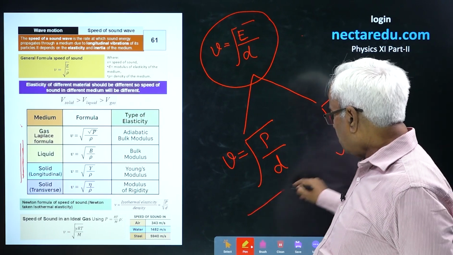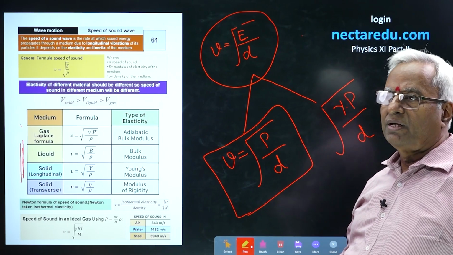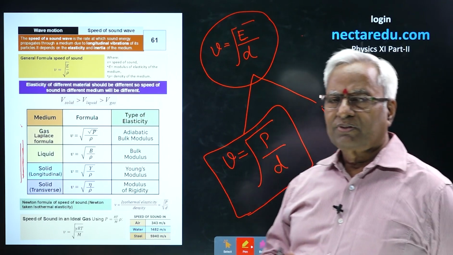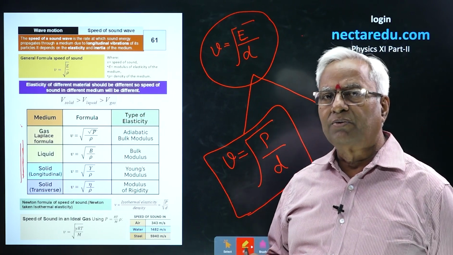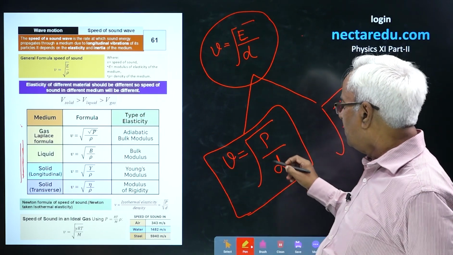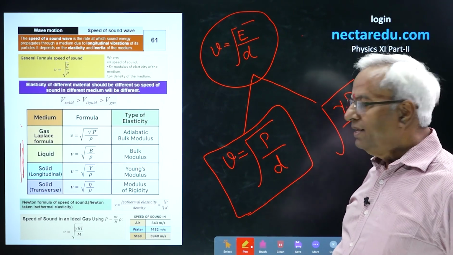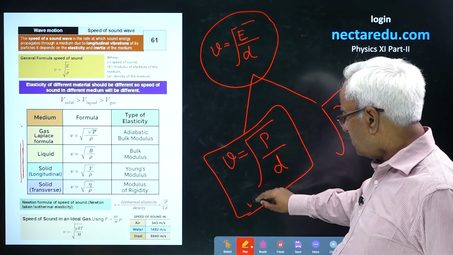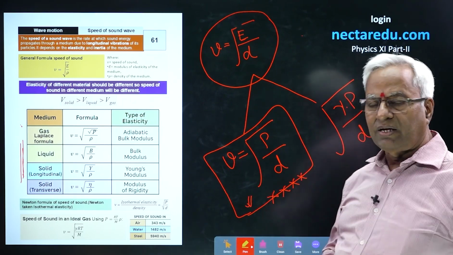According to Newton, here it was a mistake by Newton, or you could say he could not be successful in giving the correct formula for velocity of sound in gases, because he suggested that sound propagation in gases is isothermal. That's why he used this relation. That was not accurate. Results were found inaccurate.